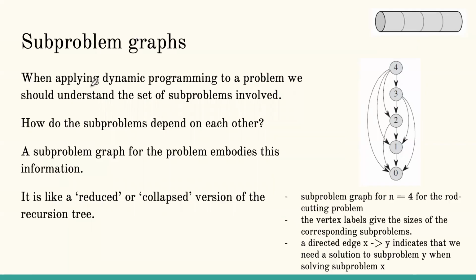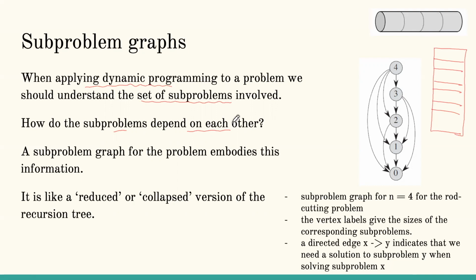Now, when applying dynamic programming to a problem, we should understand primarily the set of subproblems involved. That is, how many unique subproblems do I have in my problem that need to be solved? Essentially, what we want to do is get an intuition or understanding of how big this table may look. Also, what we want to understand is how do the subproblems depend on each other?